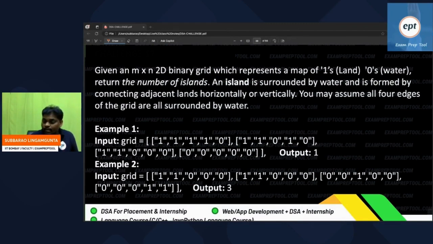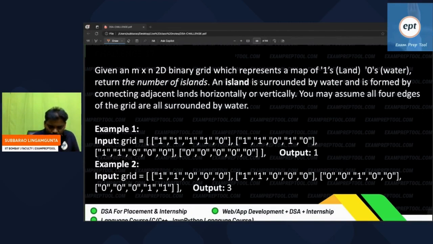Number of islands. What is the island definition? An island is surrounded by water and is formed by connecting adjacent lands horizontally or vertically. You may assume all four edges of the grid are surrounded by water. What is the meaning of land here? What is the meaning of water here? Remember, in a matrix, 1 means land, 0 means water. I have so many examples that I can give.